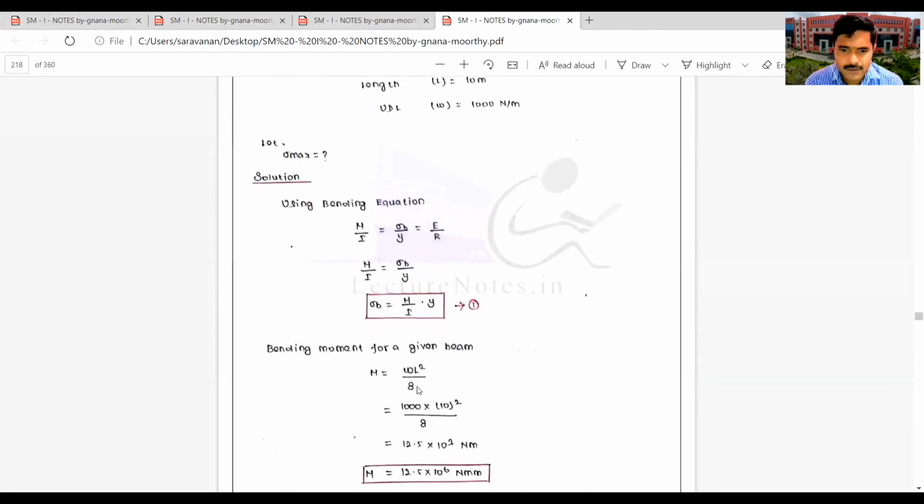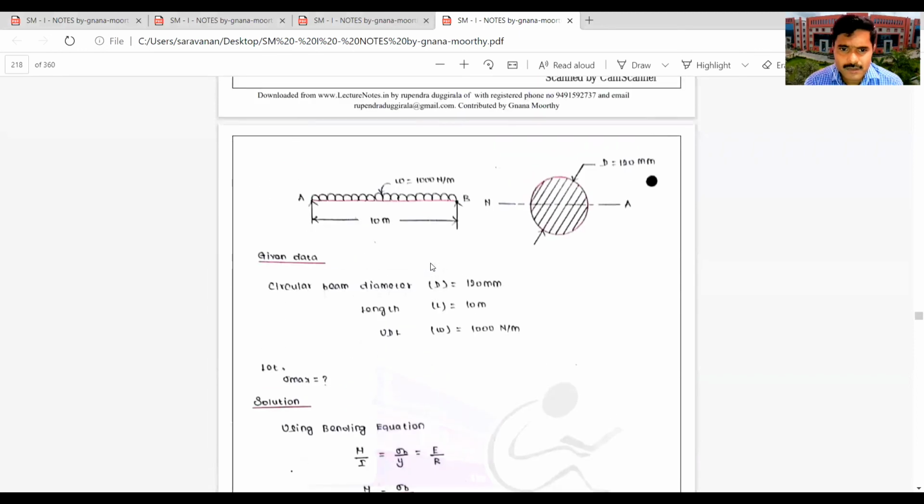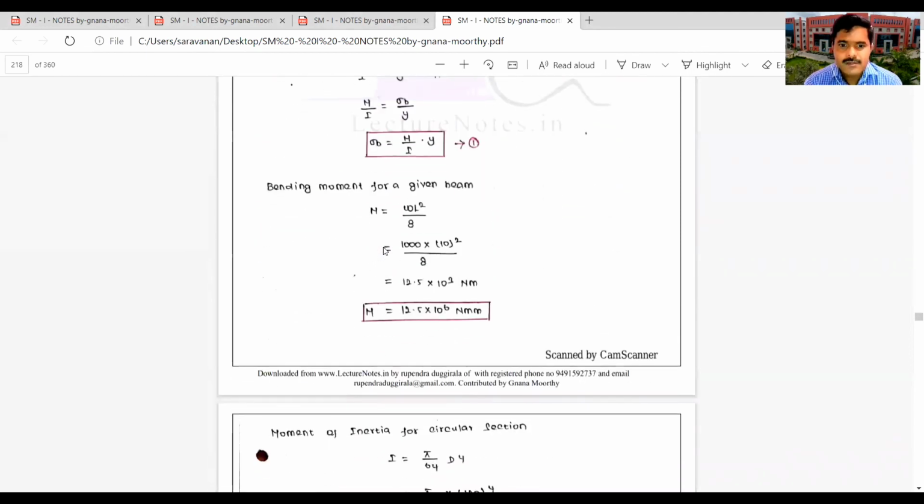This is the equation. So what is the bending moment for a simply supported beam subjected to uniformly distributed load? The maximum bending moment will be at the center, that will be equal to WL square by 8. Simply supported beam subject to point load at the center means WL by 4. Simply supported beam subject to UDL means maximum bending moment WL square by 8. So W is 1000 into length L given 10, the whole square divided by 8. Therefore you will get maximum bending moment 12.5 into 10 power 3 Newton meter.